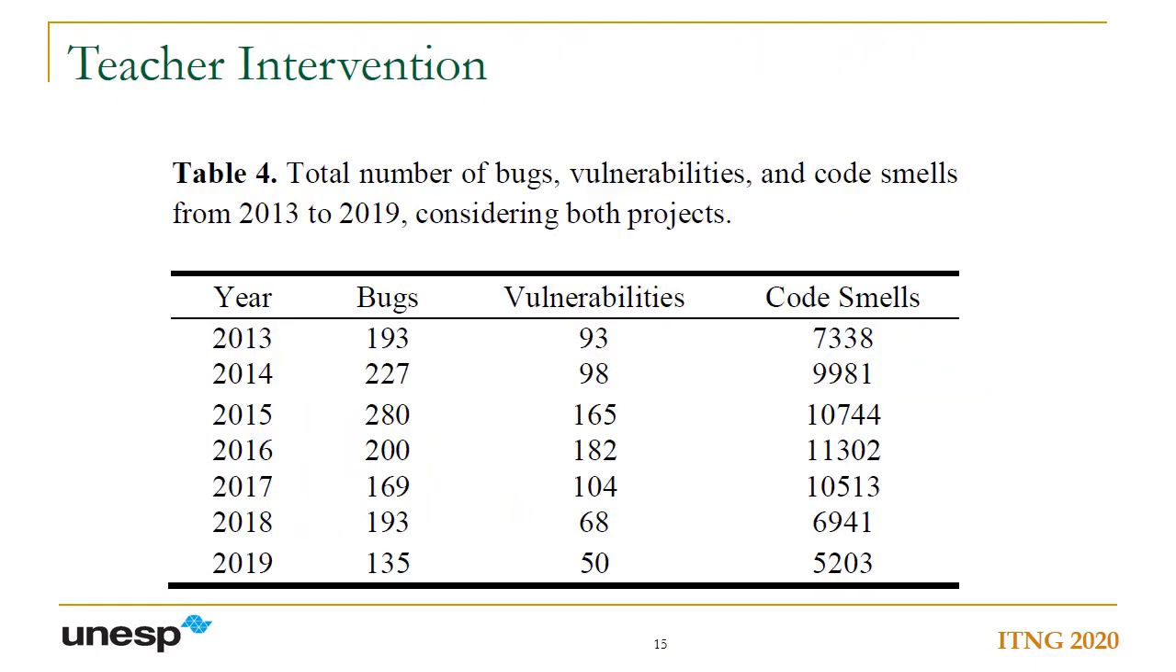Using TeacherMate 2 at the beginning of the OOP classes in 2019, the teacher made changes and reinforced some concepts between Project 1 and 2. This table shows an improvement in this year when the teacher used TeacherMate 2, considering all violations classes: bug, vulnerability, and code smells. There is a smaller number of violations when compared to all previous classes, showing that the intervention of the teacher after using TeacherMate 2 was beneficial.